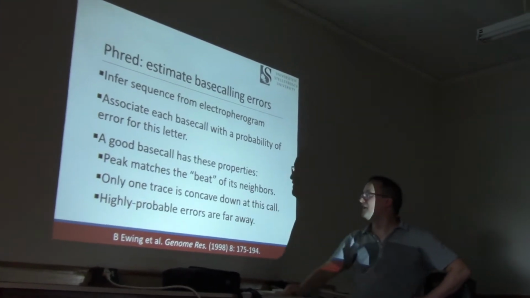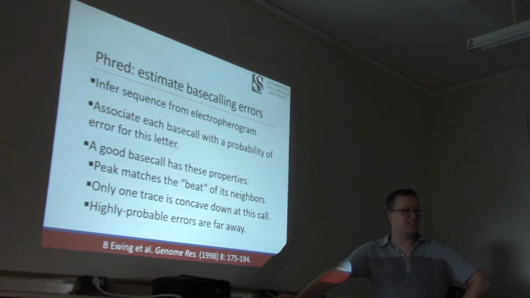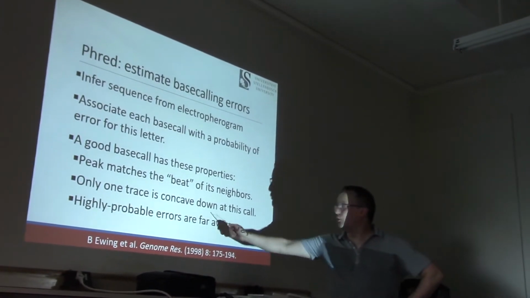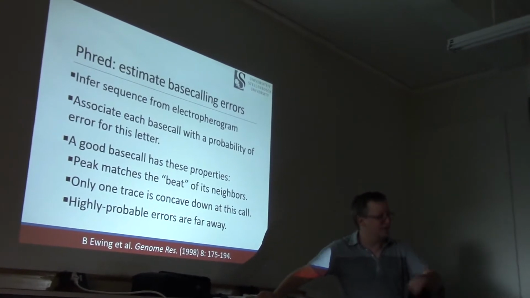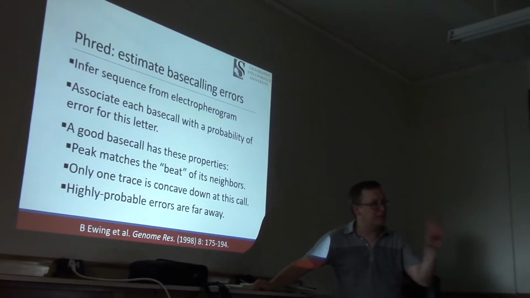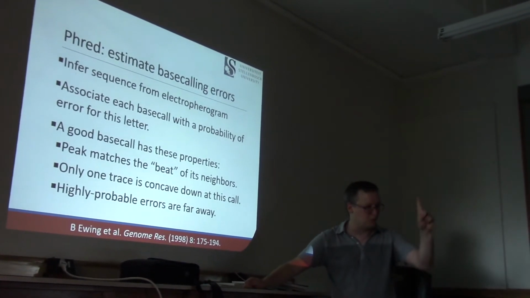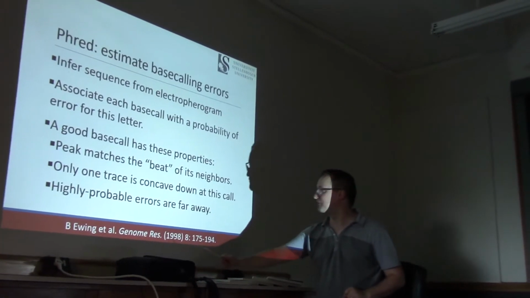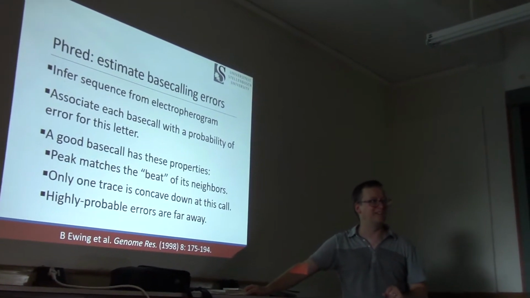First off, we want that peak to match the beat of its neighbor. We want to see only one trace at that location. If this is the black peak, we want there to be a black peak and no red peak and no blue peak and no green peak. We want just one color to go up and down at that location. And we want the highly probable errors to be far away.